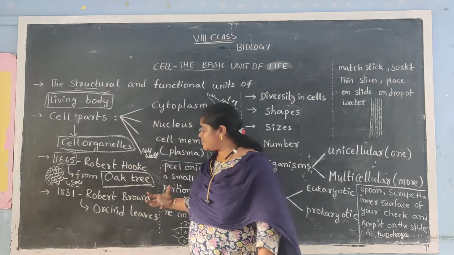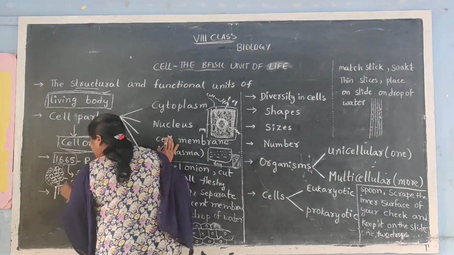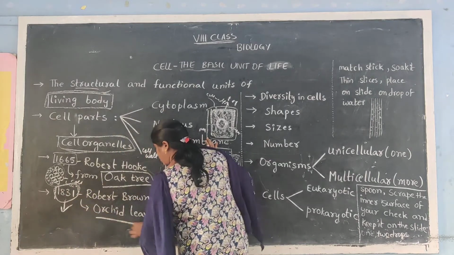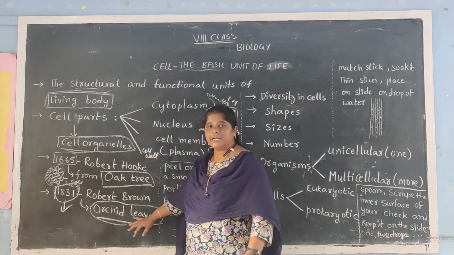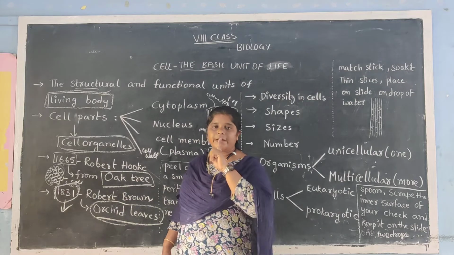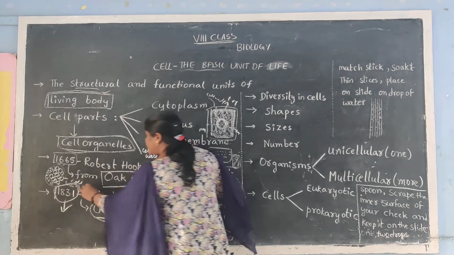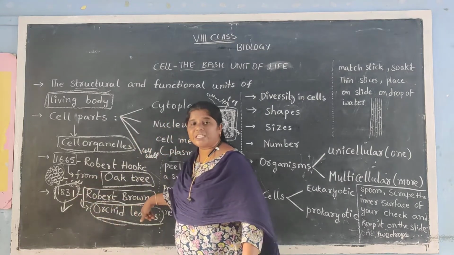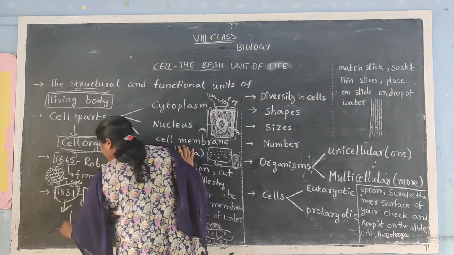Later on, another scientist, in the year 1831, Robert Brown. This Robert Brown is the scientist who explained that the cell is having nucleus.